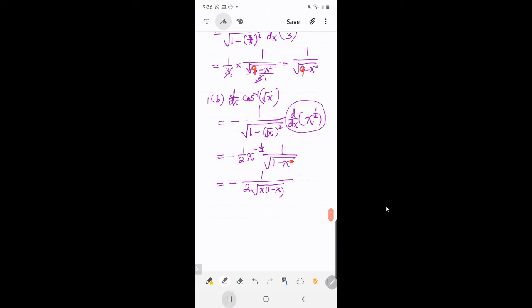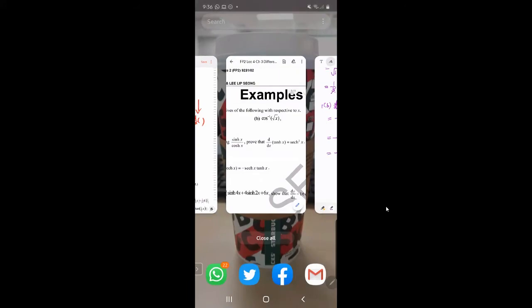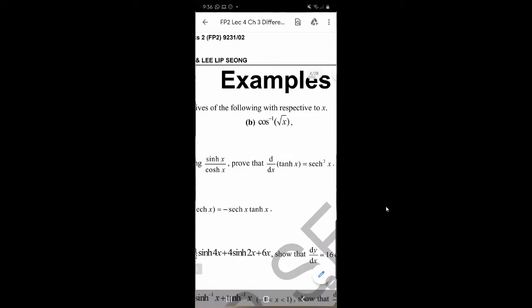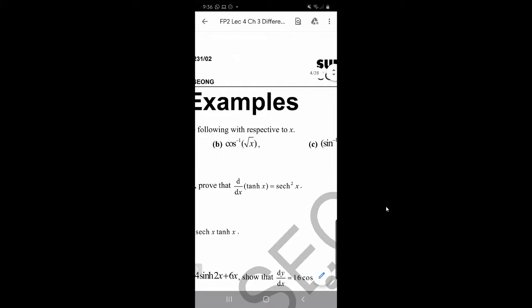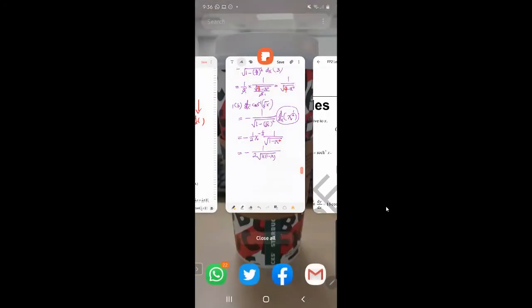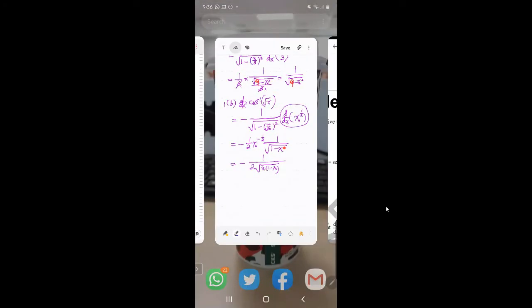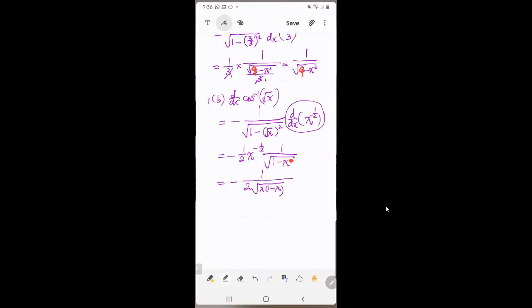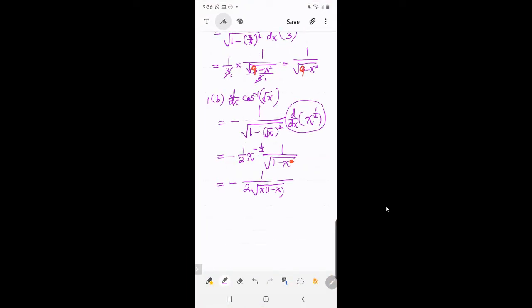So question number 1C. Now, to differentiate sine inverse x in the bracket squared, you've got a power outside. And remember, I said power rule is powerful, so you need to use power rule first. When I want to differentiate sine inverse x in the bracket squared, you see outside the bracket you've got a power here, and power rule is powerful. So you have to use power rule first.